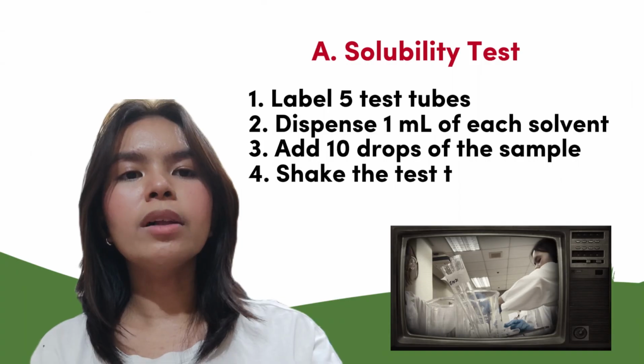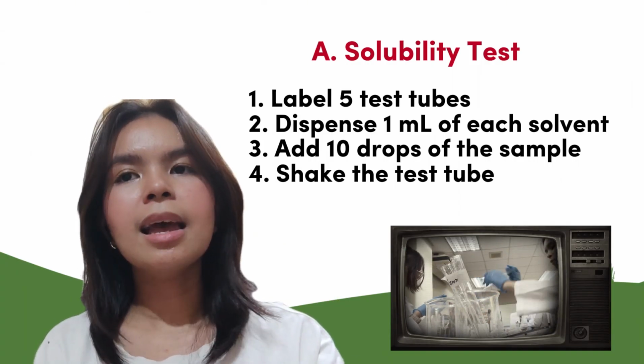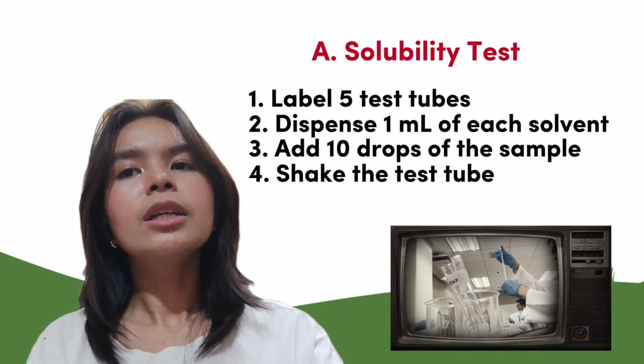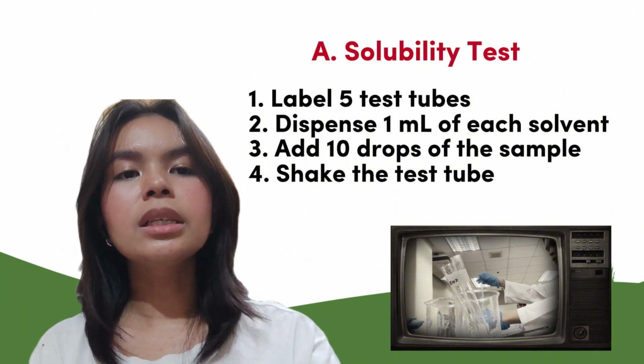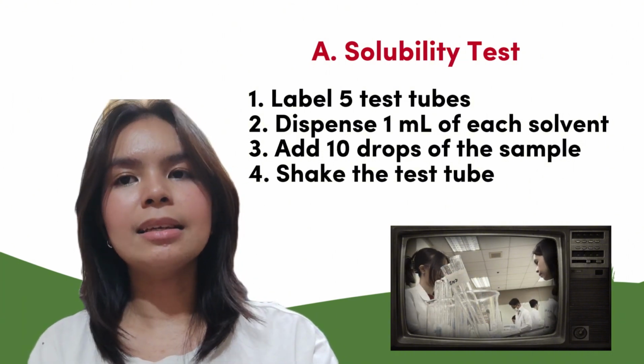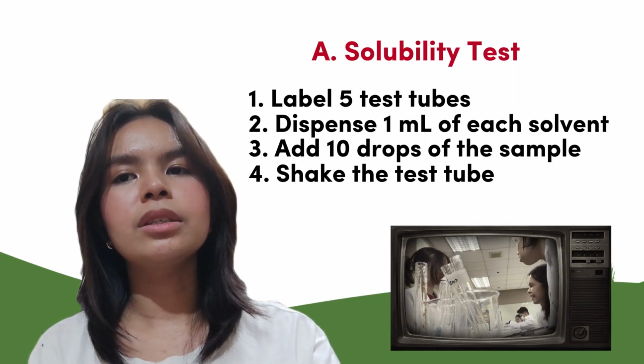Shake each test tube well for 1 minute and allow the mixtures to stand for 2 to 3 minutes, and observe if the mixture separates into distinct layers. Repeat the process for the other samples, olive oil, unknown 1, unknown 2, and palmitic acid. For palmitic acid, use only a small pinch.